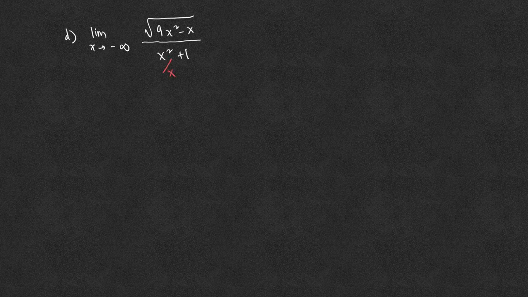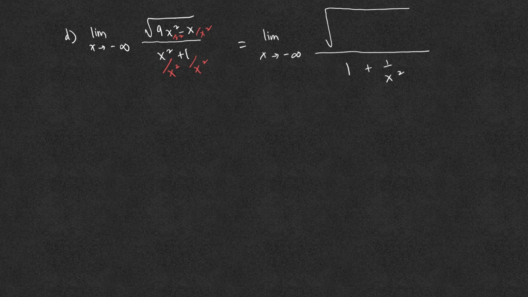We divide by the highest degree in the denominator, which is x squared, to every single term in the limit expression. To obtain the limit as x goes to negative infinity, the denominator is 1 plus 1 over x squared. In the numerator, x squared inside the radical is the square root of x to the fourth. And so we will take each of the terms in the radical and divide it by x to the fourth instead of x squared.